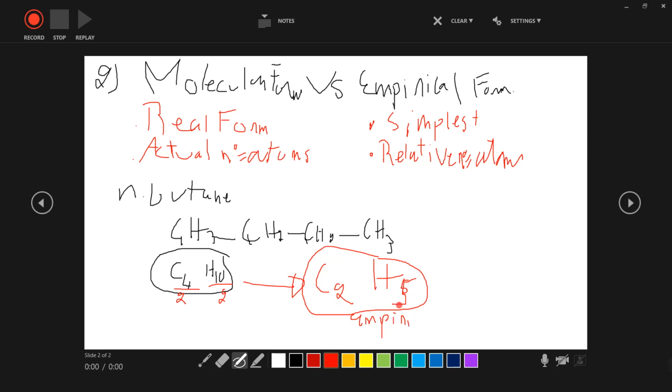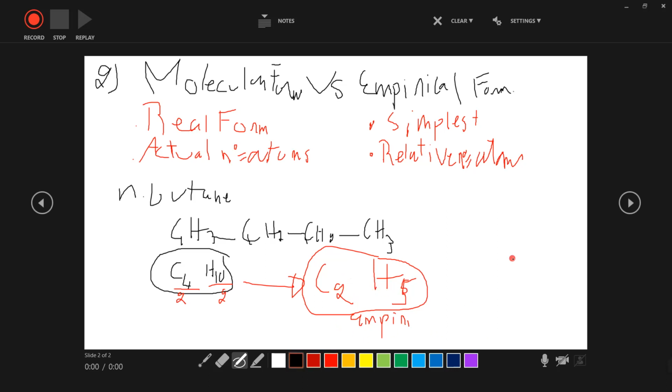And those numbers are not real numbers. We don't have 2 carbon, we have 4 carbon. We don't have 5 hydrogen, we have 10 hydrogen, but they are relative to each other. Carbon 2, hydrogen 5, relative numbers to each other. So this is the comparison between molecular formula and empirical formula.